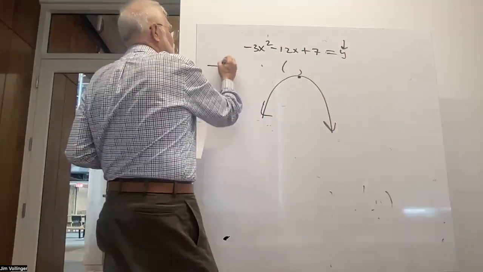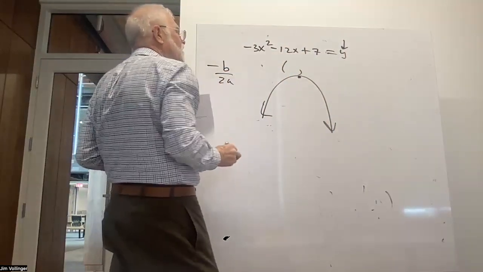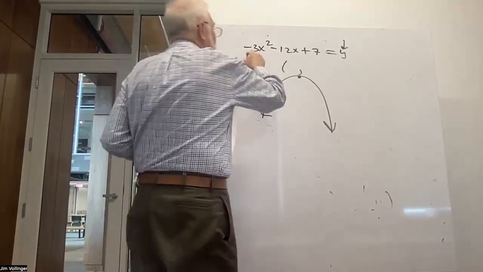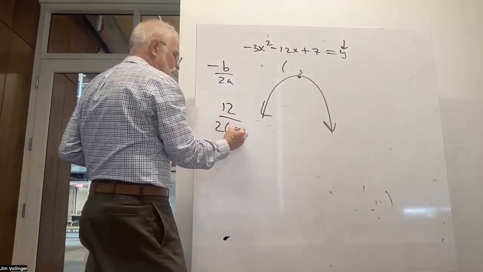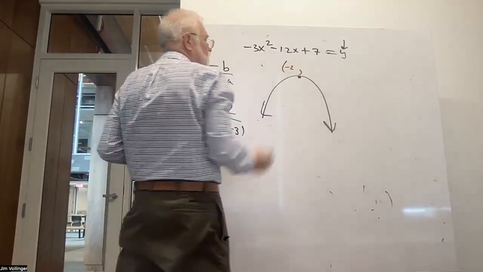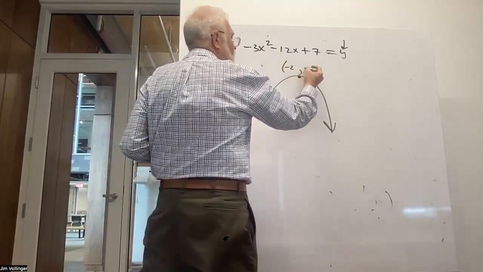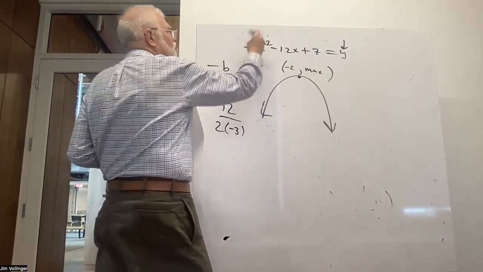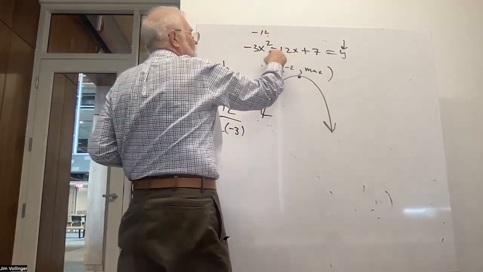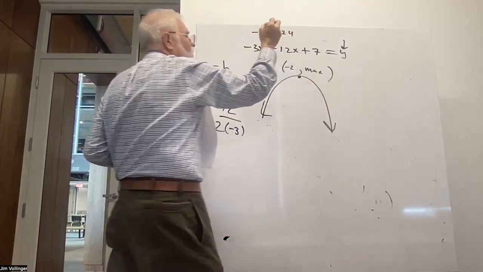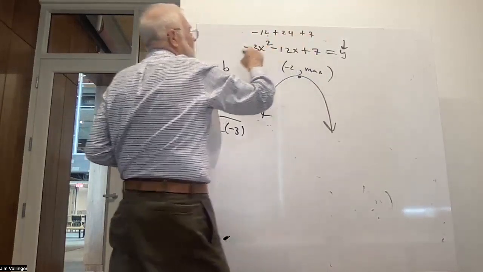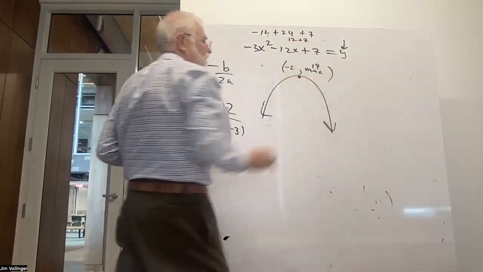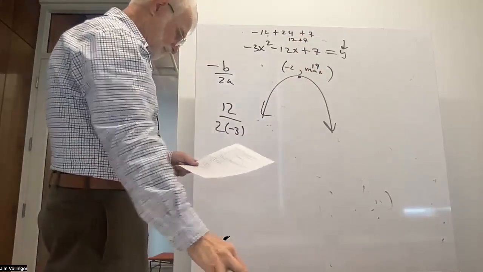And yes, minus b over 2a should have come into your head at some point, I hope. The opposite of minus 12 is positive 12 divided by 2 times negative 3, and that's negative 2. So now I'm going to plug negative 2 in order to get this maximum value. Negative 2 squared is 4 times negative 3 is negative 12. Negative 2 times negative 12 is positive 24. Plus 7 is the same thing as adding 12 plus 7. Looks like the max was 19. That's what you'd write down.